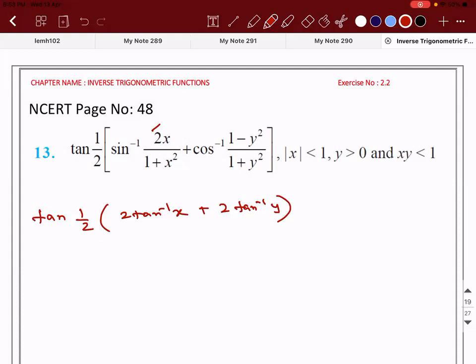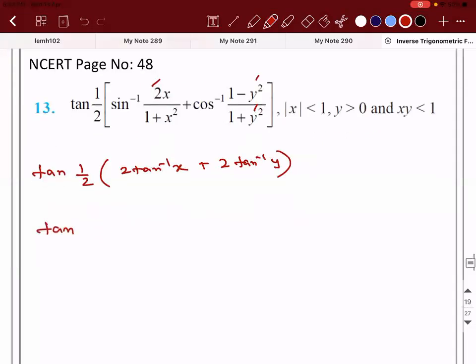Sixth property, parts A, B, C. What is given there? 2 tan inverse x is sine inverse of 2x by 1 plus x square. Similarly, 2 tan inverse x is cos inverse of 1 minus x square by 1 plus x square. Again, 2 tan inverse x is tan inverse of 2x by 1 minus x square. So the only difference is you have 1 minus y square by 1 plus y square of another, cos inverse of it is 2 tan inverse of y. Correct? So the 2 and 2 will get cancelled. I'll have tan inverse x plus tan inverse y.